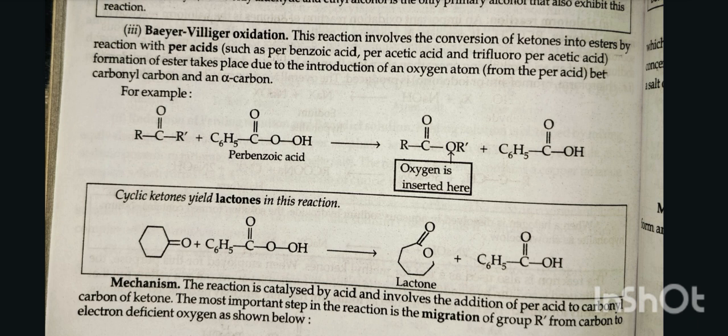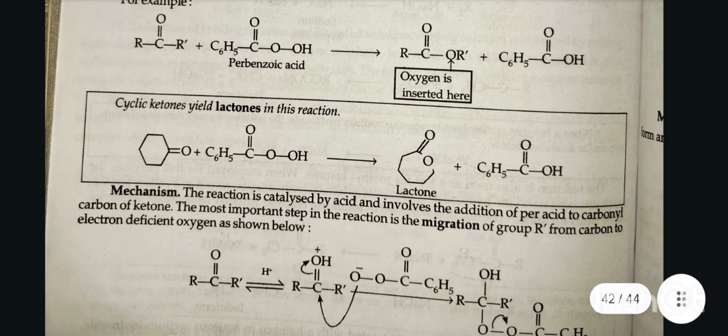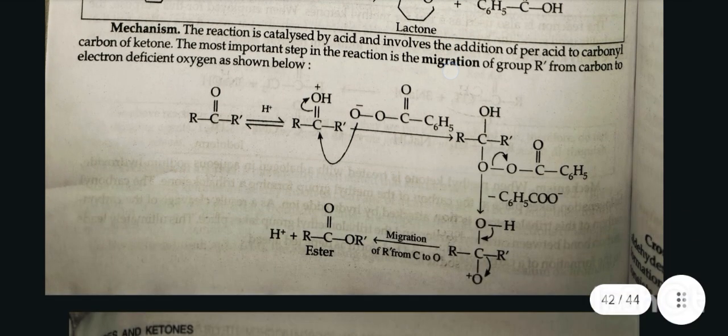between the carbonyl carbon and an alpha carbon. For example, RCOR' plus perbenzoic acid gives, with oxygen inserted here, RCOOR' plus C6H5COOH. Cyclic ketones yield lactones in this reaction.